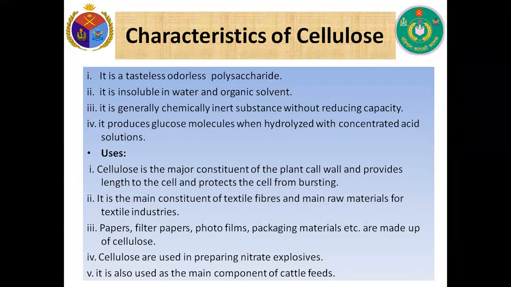Now, uses of cellulose. Cellulose is the major constituent of the plant cell wall and provides strength to the cell and protects the cell from bursting. It is the main constituent of textile fiber and the main raw material for textile industries. Paper, filter papers, photo film, packaging materials, etc., are made of cellulose. Cellulose is used in preparing nitrate explosives. It is also used as the main component of cattle feeds.